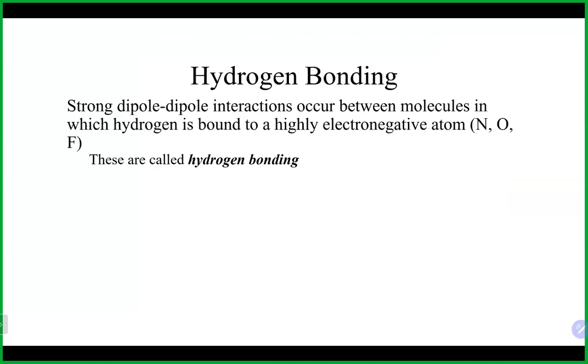Now, another force is hydrogen bonding. And hydrogen bonding really is a type of dipole-dipole interaction. It's actually the strongest type of interaction that you could have. And it is when we have a hydrogen that is directly bound to nitrogen, oxygen, or fluorine. So if you look at the periodic table, N-O-F, that is the upper right of the periodic table.